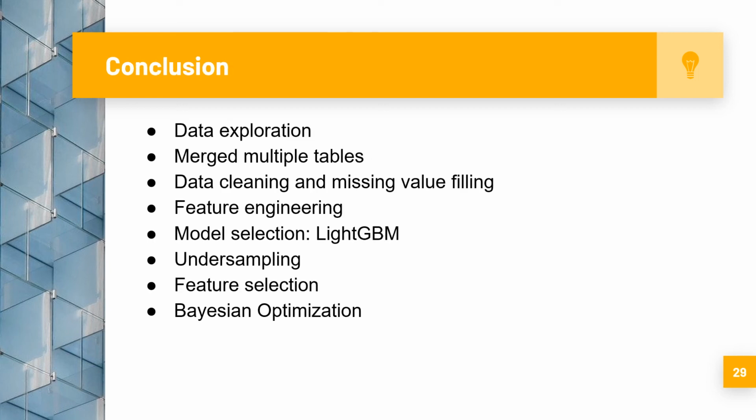To conclude, we start our project by exploring the dataset provided to us. Then we merge the 7 tables in the dataset, clean the data, fill missing values, and engineer some new features. We then train different models and select the best one based on area under the ROC curve. We then performed undersampling, selected the best features for training, and performed Bayesian optimization for parameter tuning to obtain the best results.